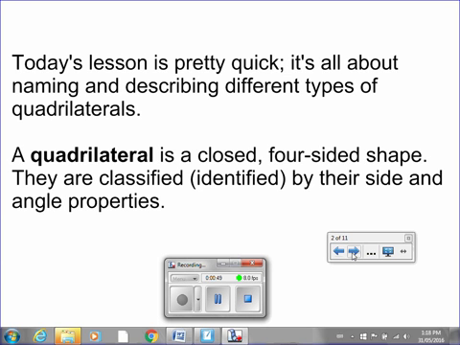Okay, it's a pretty quick lesson. It's all about naming and describing different types of quadrilaterals. Just as a refresher, a quadrilateral is a closed, four-sided shape. They are classified, or in other words, identified, by their side and angle properties.